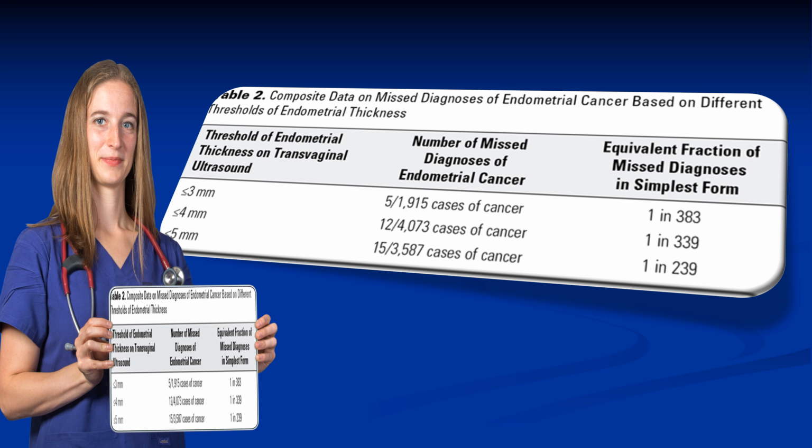In this slide, we can see the threshold of endometrial thickness on transvaginal ultrasound and the equivalent fraction of missed diagnoses in simple form. The lower the threshold for endometrial thickness cutoff value, the less likely to miss a diagnosis, but the more patients will be investigated.